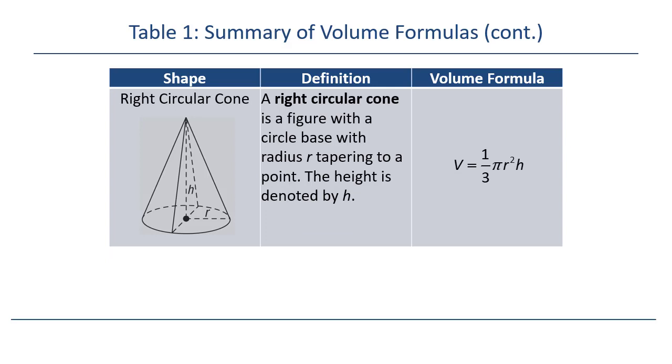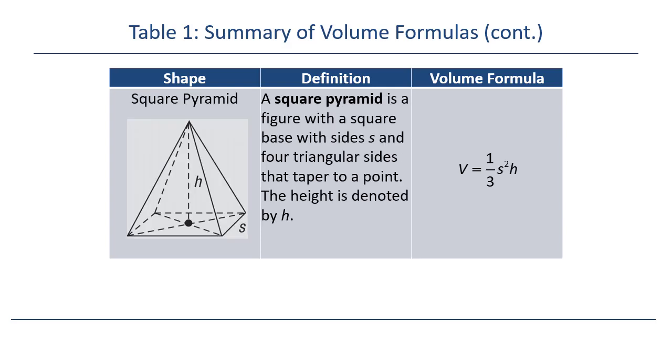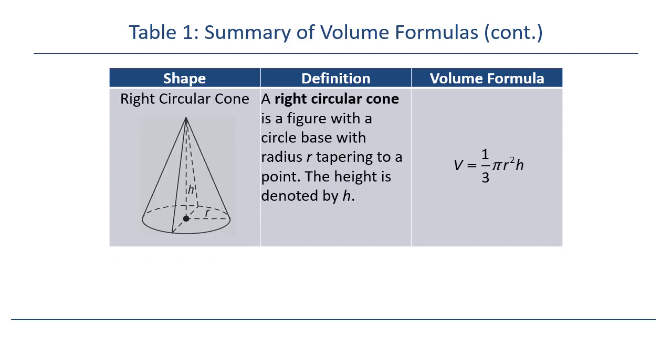Okay, now how about a cone? They're all in the family of pyramids. This is a circular pyramid. This is a square pyramid. You can have a rectangular pyramid, a hexagonal pyramid. Basically, you can have any pyramid shape. It just depends on what the base shape is. The nice thing about these is they are always 1/3 the area of the base times the height.